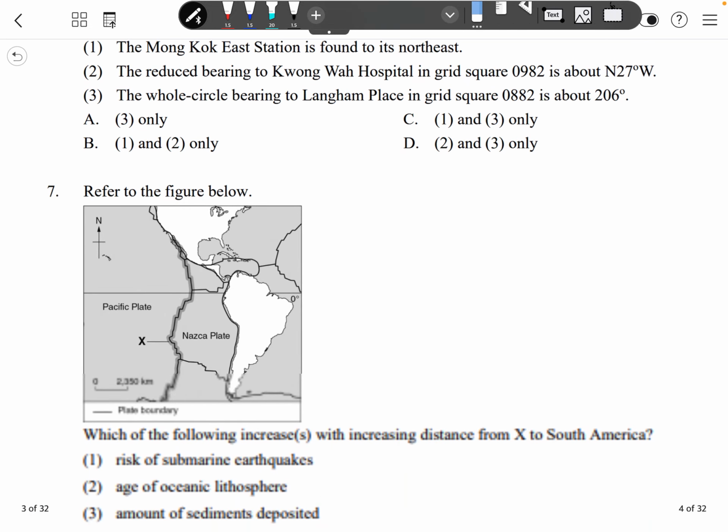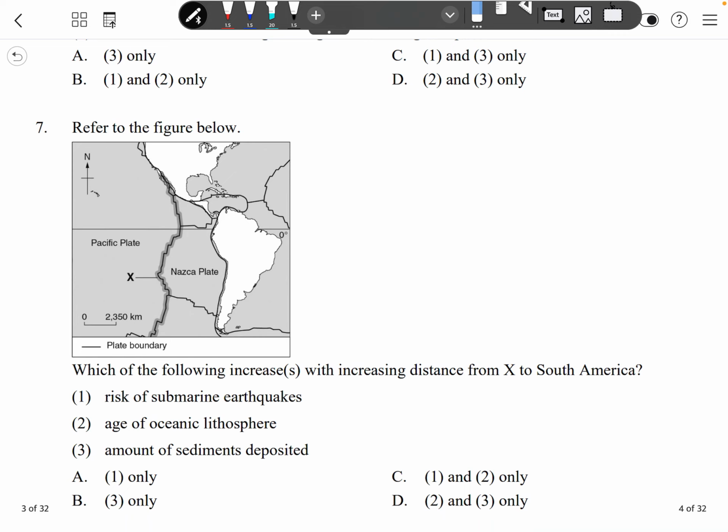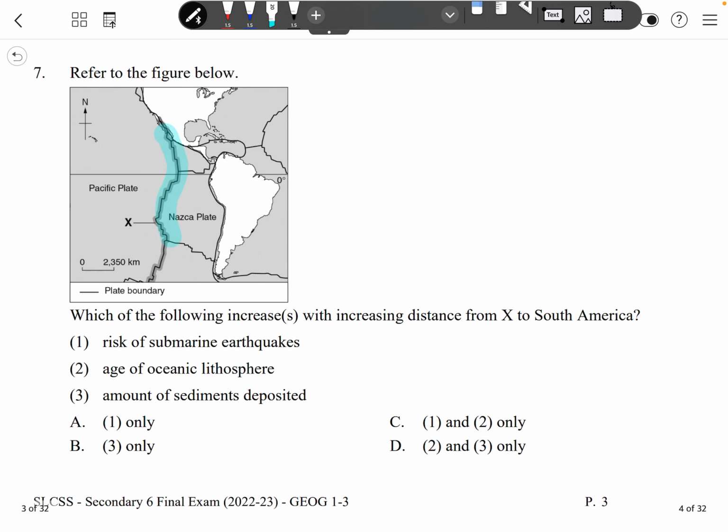So let's go to the other MC questions on page 3. For question 7, this is the plate boundary X, which is a constructive plate boundary, and also a landform called mid-oceanic ridge. Which of the following increase with increasing distance from X towards South America?